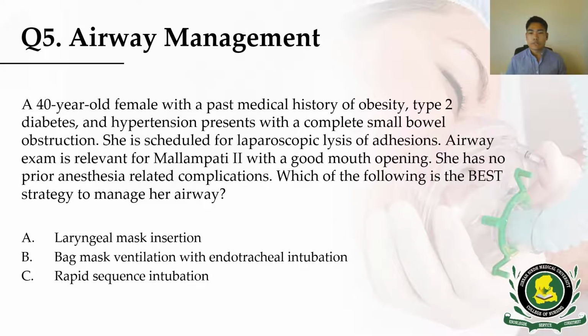So, a couple more questions. Question 5. A 40-year-old female with a past medical history of obesity, type 2 diabetes, and hypertension presents with a complete small bowel obstruction. She is scheduled for a laparoscopic lysis of adhesions, and airway exam is relevant for a Mallampati 2 with a good mouth opening. She has no prior anesthesia-related complications. Which of the following is the best strategy to manage her airway?